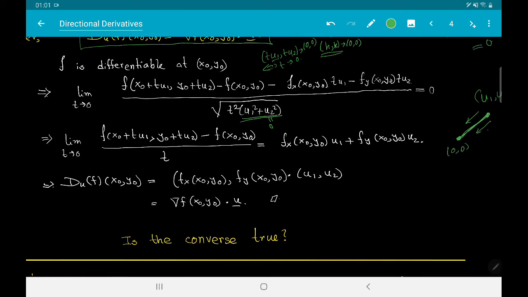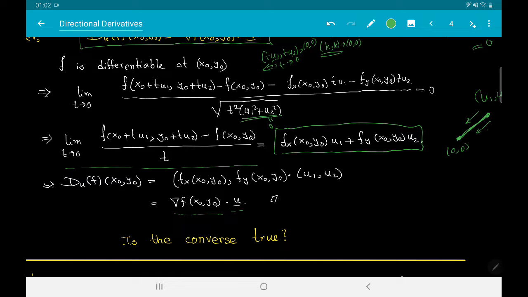And we see that this limit, which is same as the expression for the directional derivative of a function f along the unit vector (u1, u2), exists, and this is given by this very simple expression. And also, if you look at the expression closely, you will see that this expression is nothing but the gradient of f at the point (x0, y0) dot product with u.